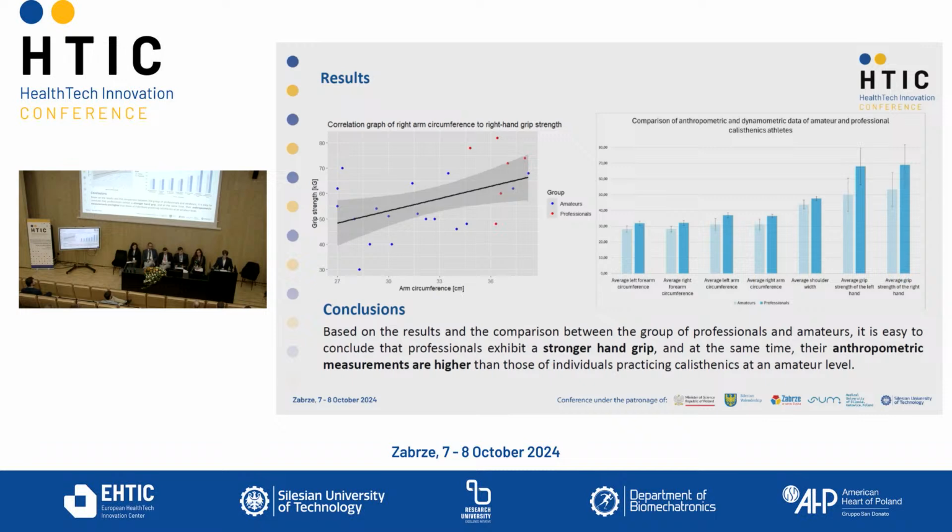Based on these two charts, we conclude that professional calisthenics athletes demonstrate superior strength, performance, and slightly larger anthropometric measurements compared to amateurs, which is typical for more intense training and greater experience.